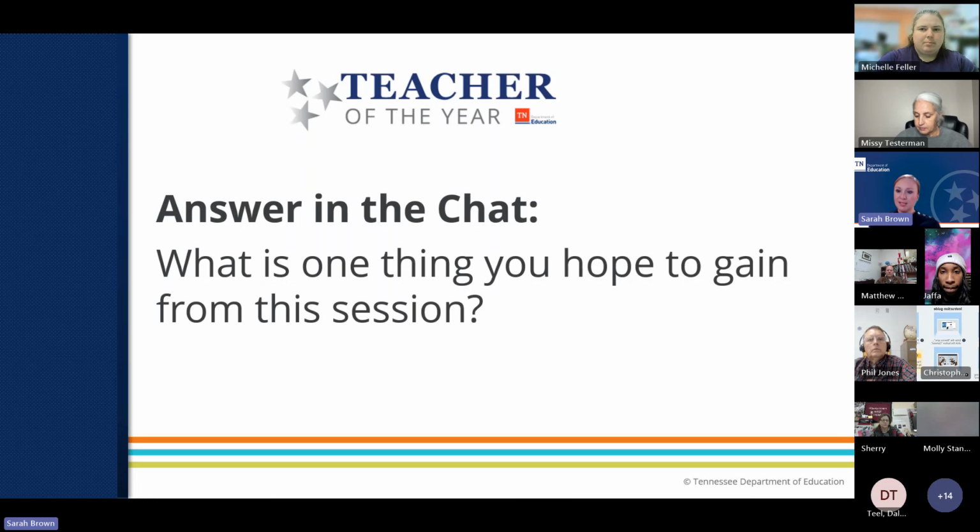Clear understanding of the process, knowledge of the process, how the teachers are chosen, the cookies. I wish, man, I don't even have any at my house. Completion of paperwork, understanding the process and the timeline. Okay, so lots of processes. Process. Additional insight from teachers who've experienced this before.